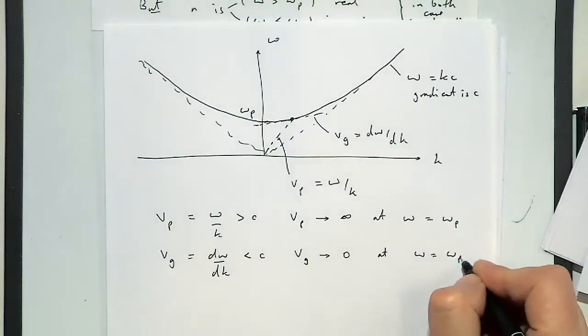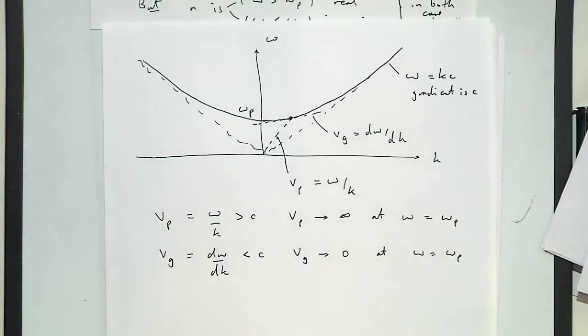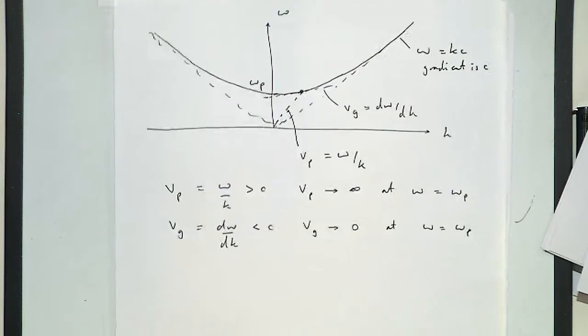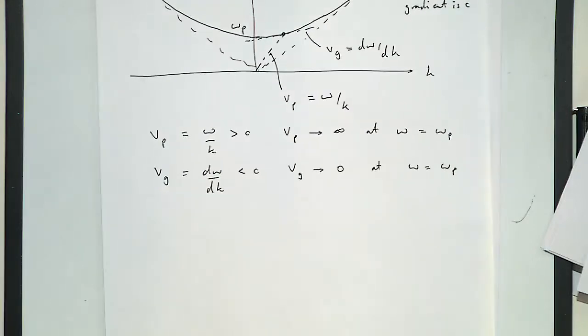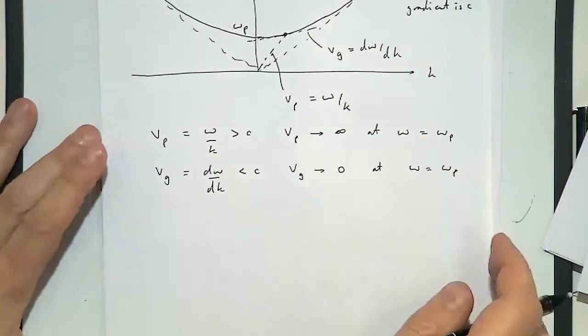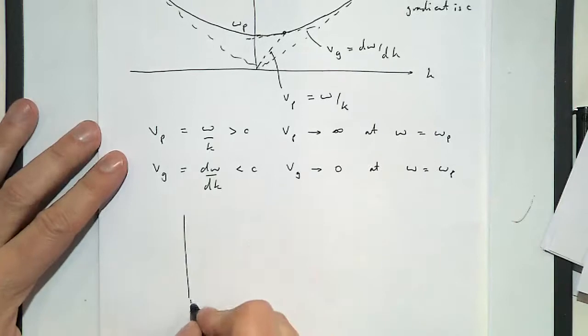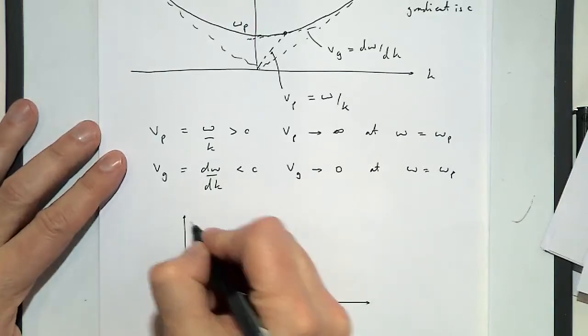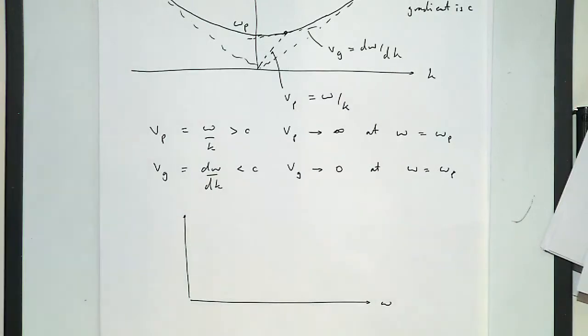Okay. Slightly counterintuitive. All right. Okay, that's one way to draw that curve. Now, there's another way to draw it. We can also draw it this way. Perhaps a little more intuitive.